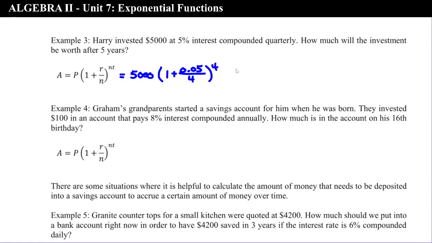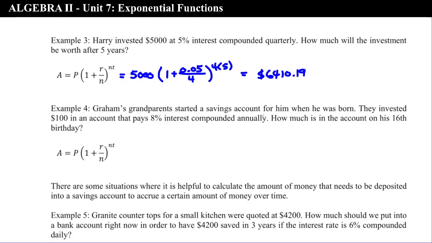How much will the investment be worth after 5 years? That's our t, 5 years. So you put all that into your calculator, and you're going to get $6,410.19. Remember, when dealing with money, go to the nearest cent.